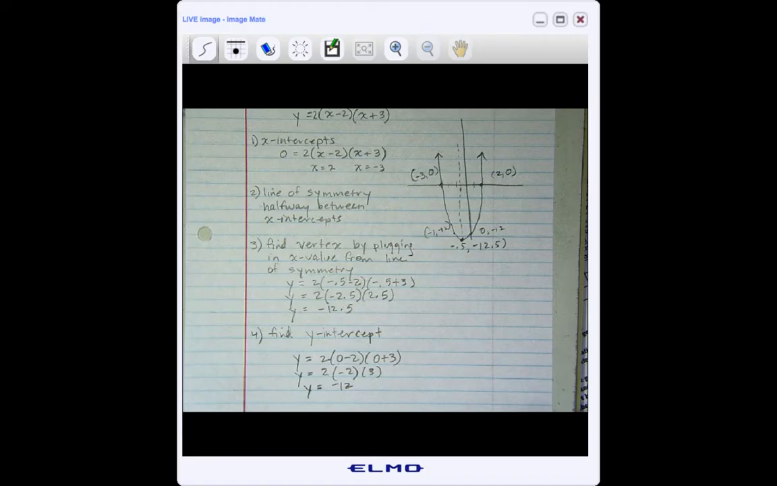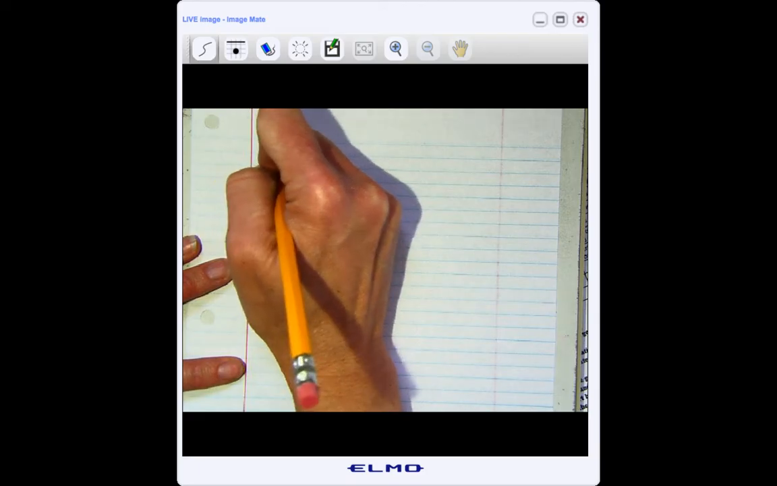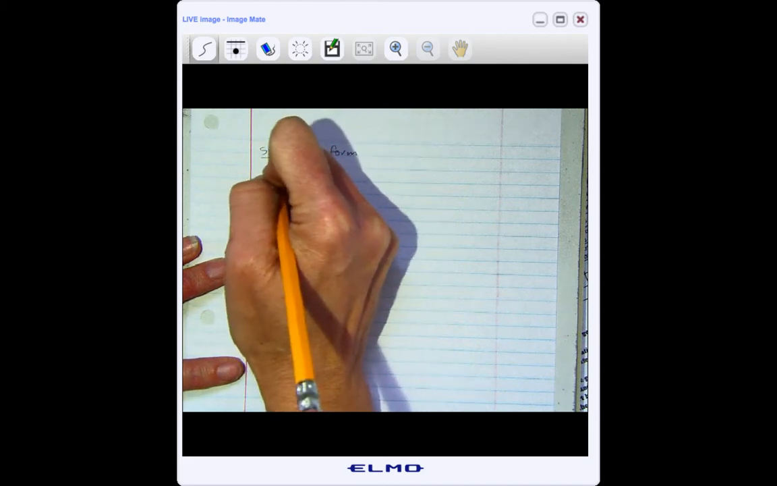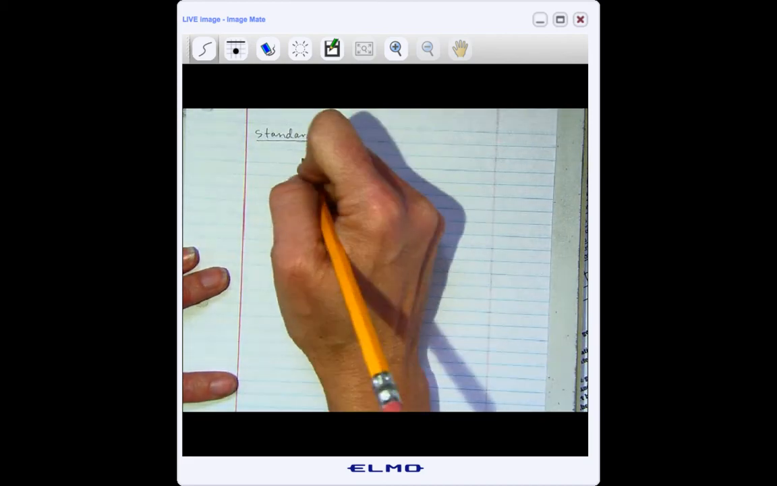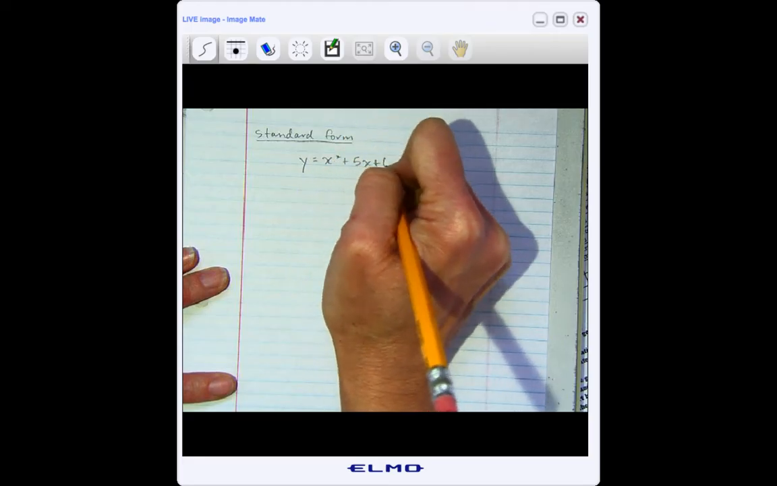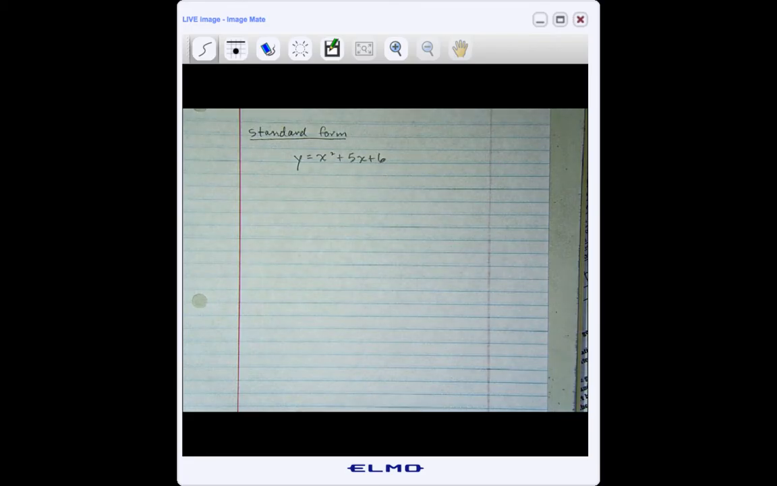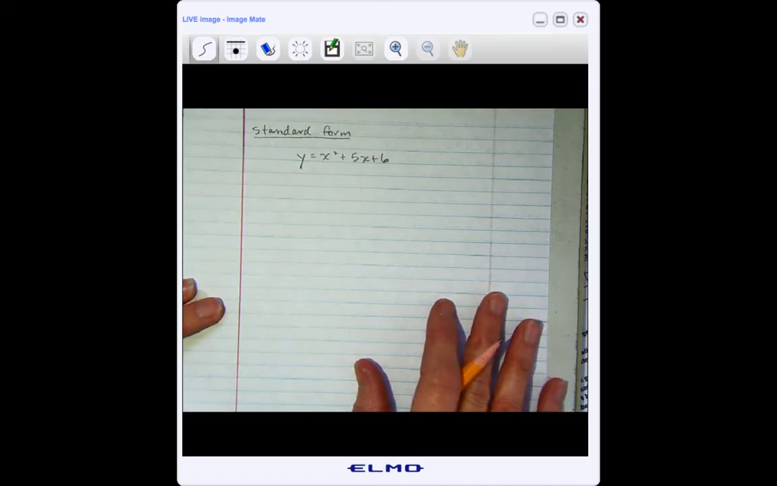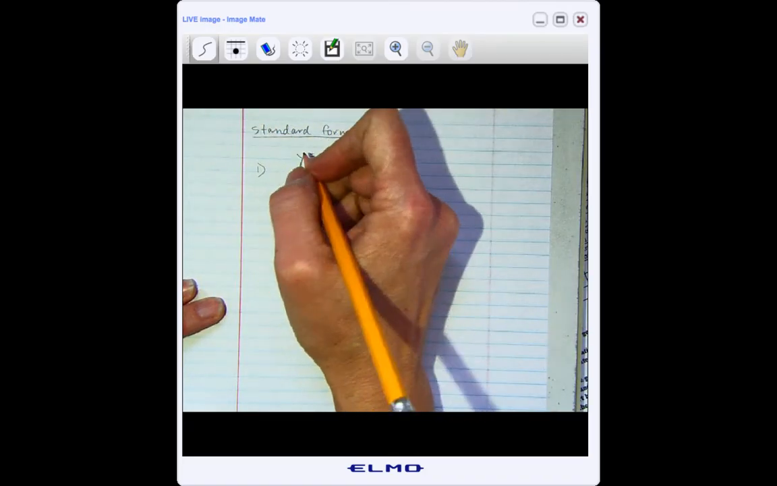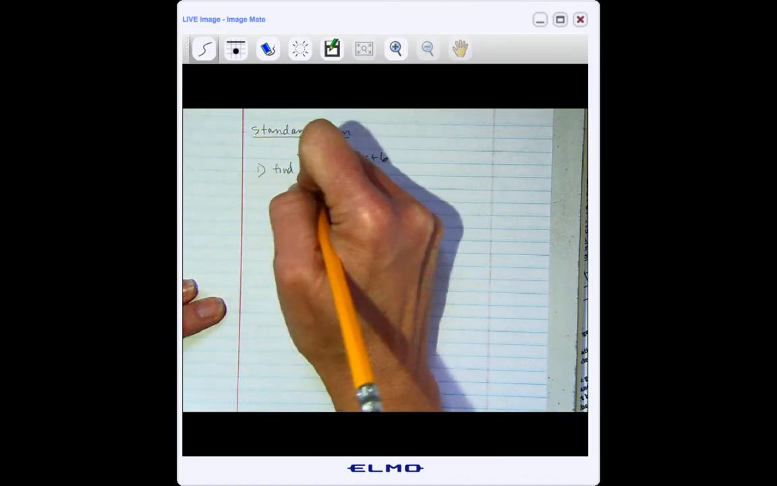All right, so how about if it's in standard form? Okay, so I'm going to take another look at a quadratic written in standard form. Let's say I have y is equal to x squared plus 5x plus 6. All right, so again, I want those key points. I want my y-intercept. I want my x-intercepts. I want to try and find my vertex. All right, so the easy first point to find would be my y-intercept.